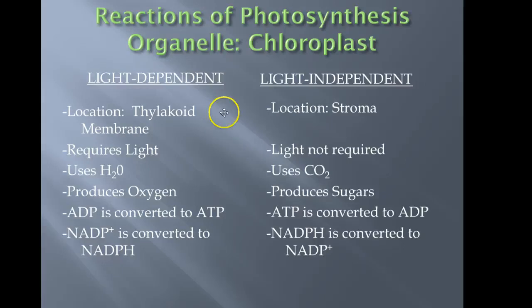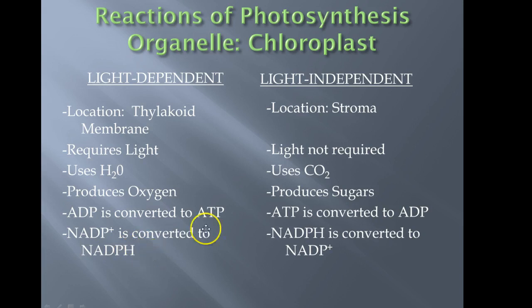Okay. Light dependent is just what it means. It depends on light. Light independent doesn't have to happen with light, okay? This happens in the thylakoid membranes, okay? So this happens in my little pancakes. This requires light. Water goes in, oxygen comes out. I take ADP and I use that light energy to add a phosphate to make ATP. And then there's another compound called NADP+ that we'll talk about later. And then that is converted into NADPH. Okay, so we add a hydrogen ion to that.